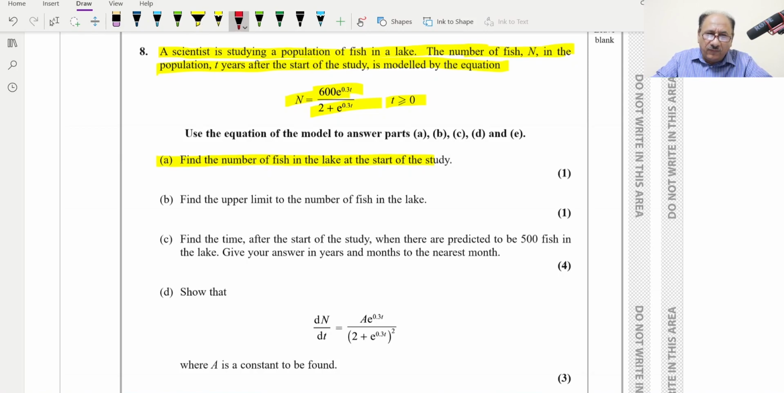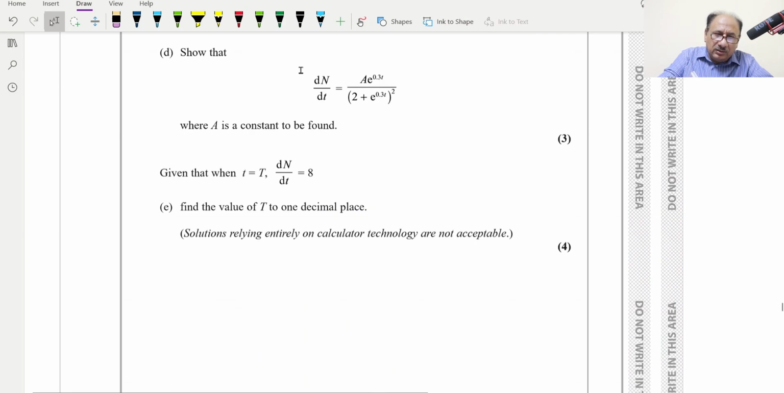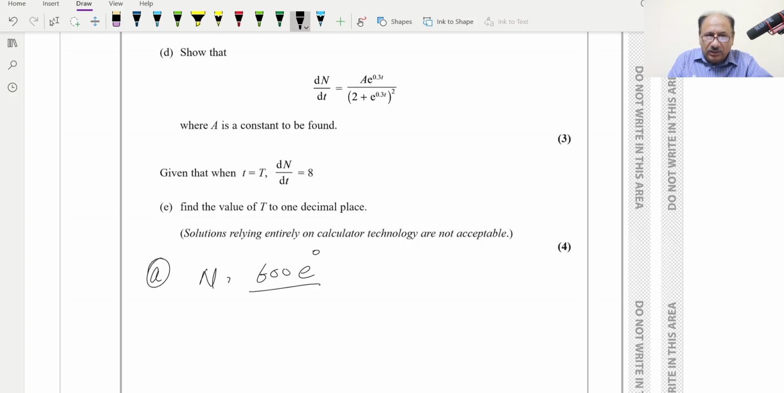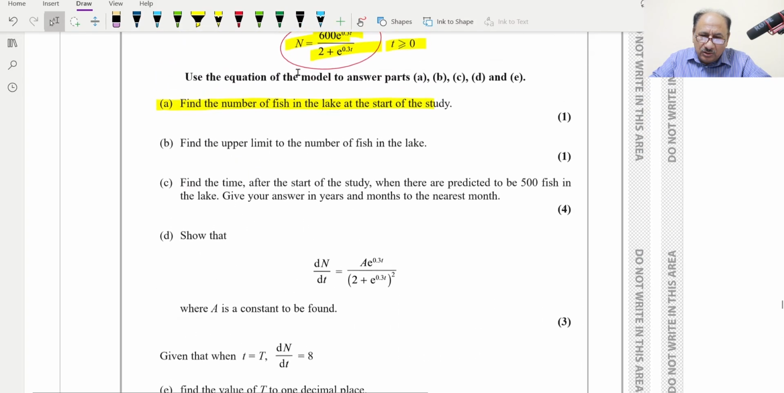In this equation we will be replacing t is equal to 0. So for part a, n is equal to 600 e raised to the power 0 over 2 plus e raised to the power 0. So at t is equal to 0, this will be 600 times e to the power 0, which is 1, over 2 plus 1, so this will be equal to 600 over 3, which is equal to 200. So at the start it will be 200.